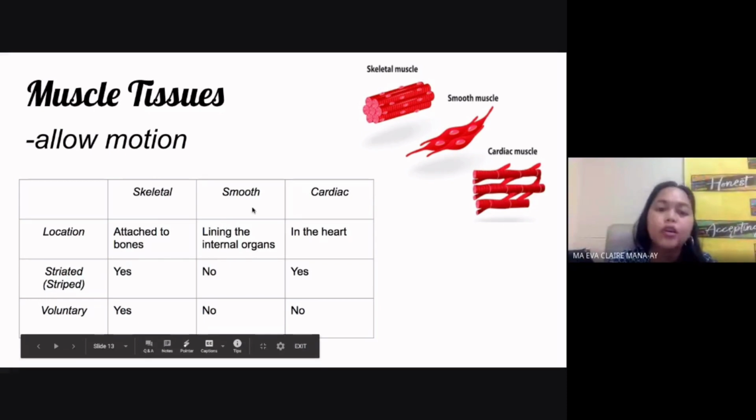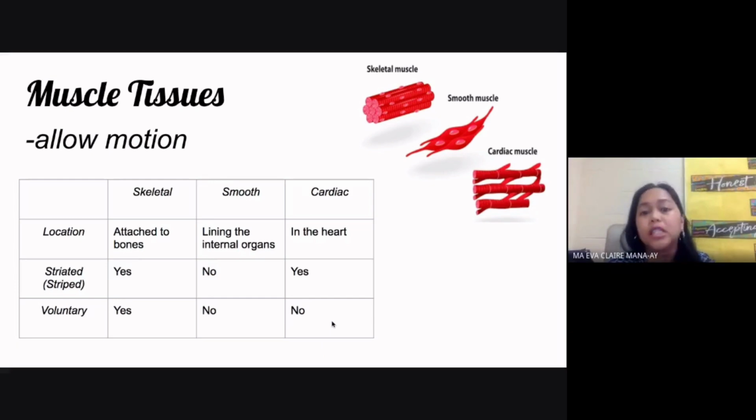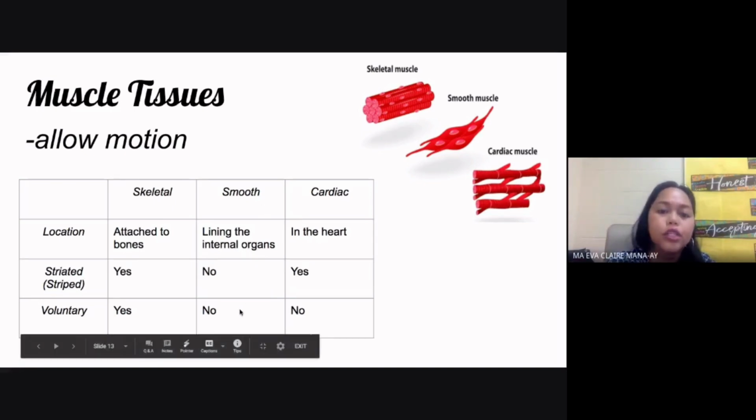On the other hand, your smooth muscle tissue and your cardiac muscle tissue are involuntary. That means you don't really need to control them. They continue working even if you are not controlling them. So you don't say heart, pump, okay? Your heart will just pump blood even if you are not controlling them, okay? It's involuntary.